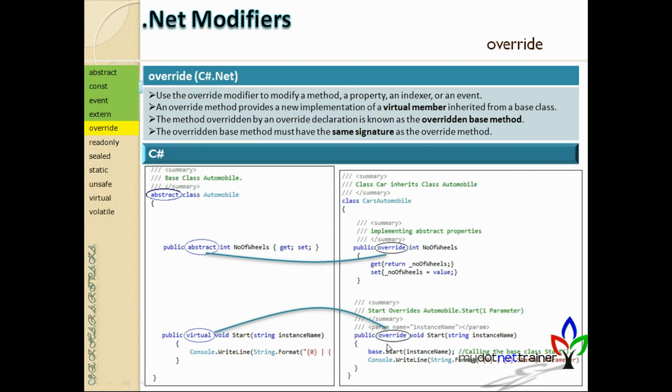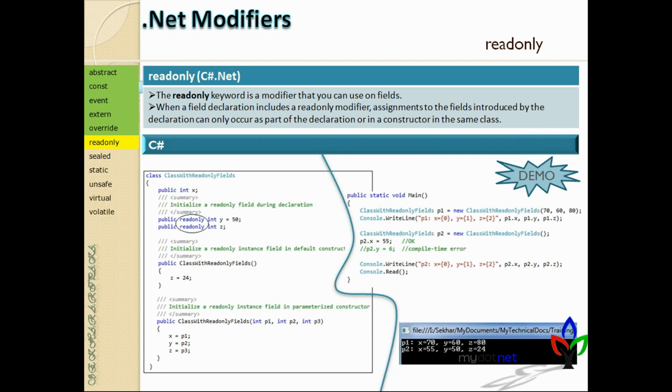In the other case, we are overriding the base class method with the same signature, which is part of the polymorphic implementation, right? So you can use the override keyword for that, and the read-only keyword, or the modifier. The read-only modifier is a little different from read-only properties, though behavior-wise it's pretty much the same.